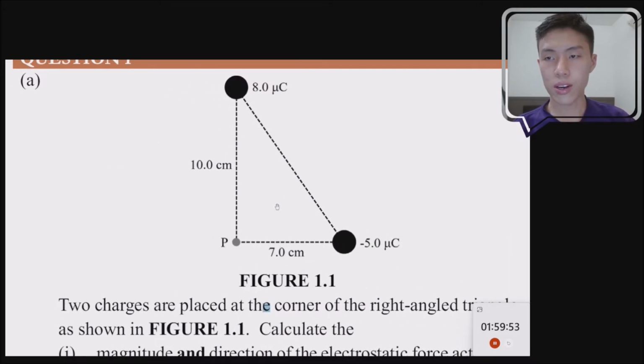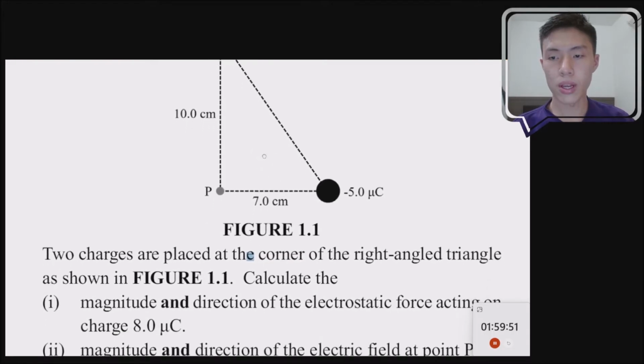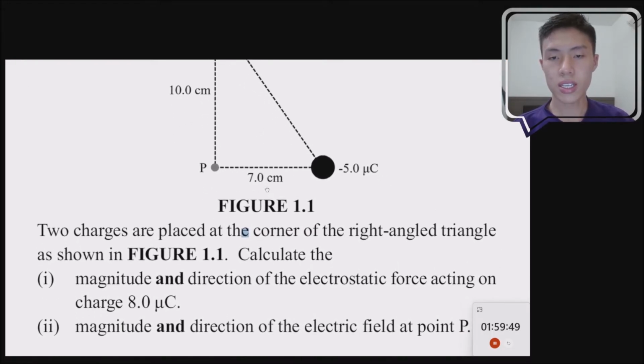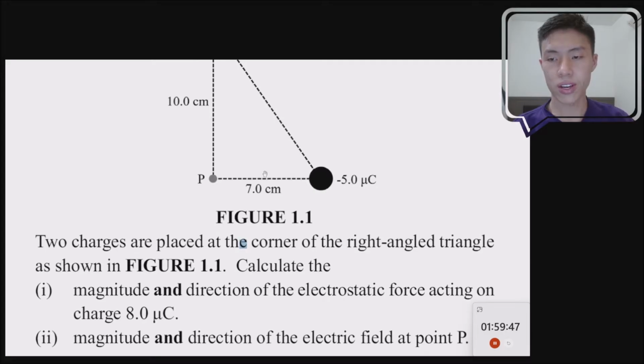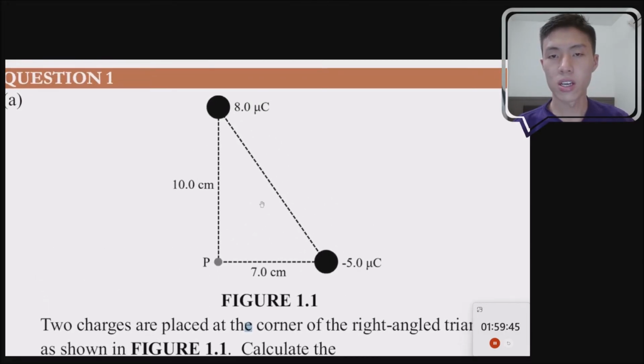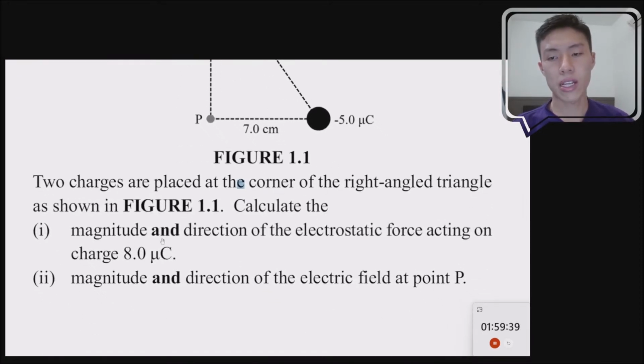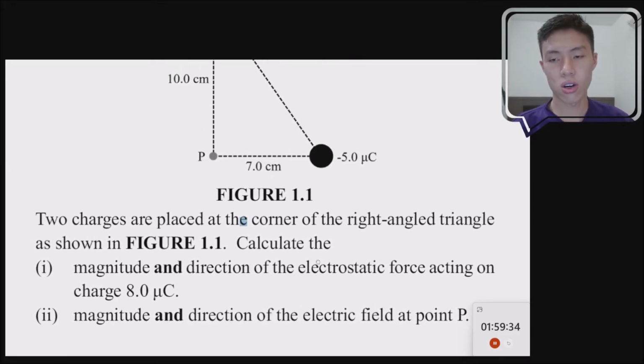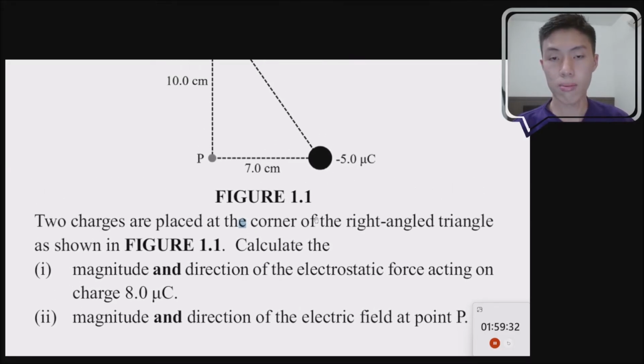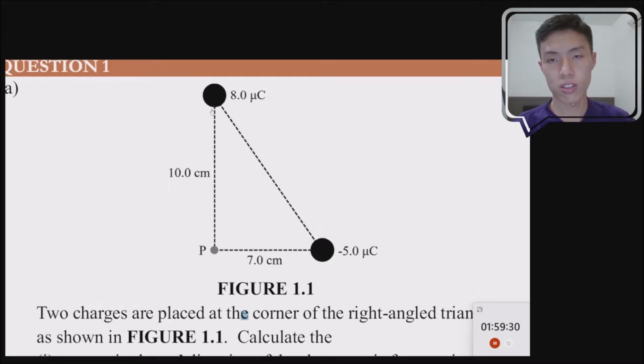We are given a diagram which is called figure 1.1, and there are two charges placed at the corner of the right angle triangle as shown in figure 1.1. So there's 8 microcoulomb positive charge and then 5 microcoulomb negative charge over here. They ask you to calculate the magnitude and direction of the electrostatic force acting on the charge of 8 microcoulomb. So this charge, how much force is it experiencing and what is the direction of the force?